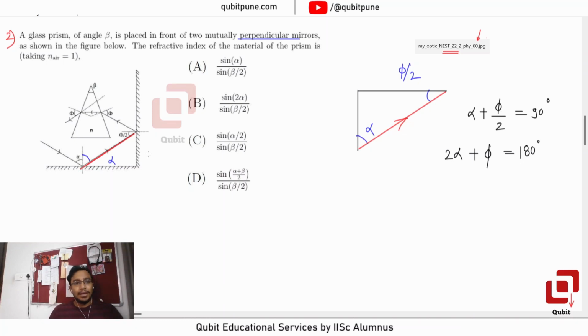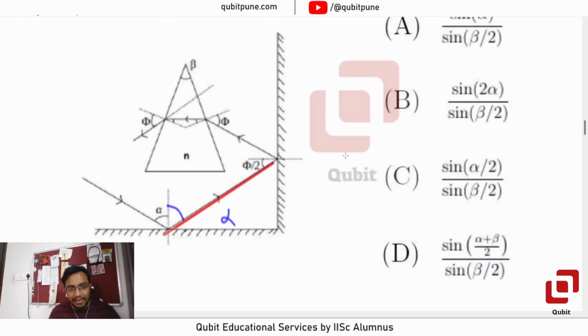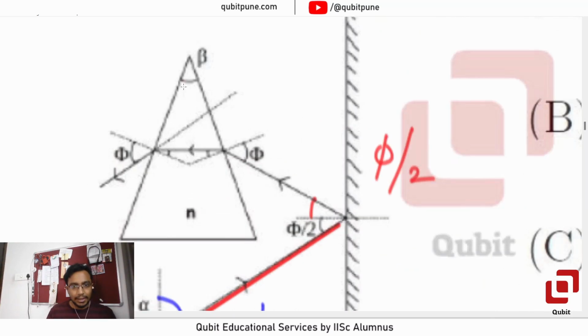Alright. Now let us consider the second reflection. This angle will essentially be phi by 2. Let me zoom in a bit. This angle will also be phi by 2. And then at the right face of the prism, the angle of incidence is phi. Now please look here.